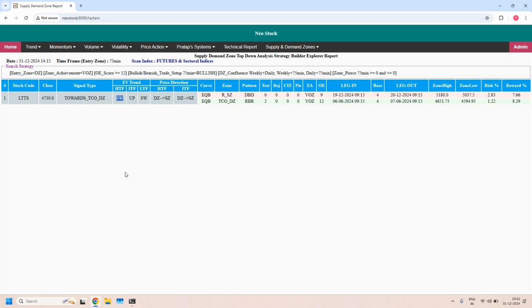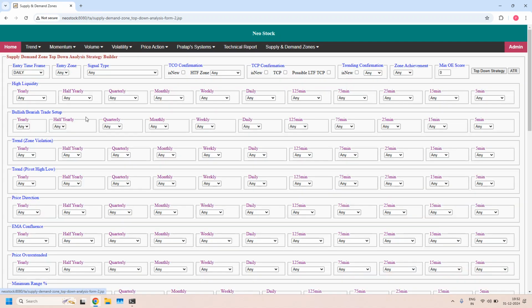Okay, this is about a bullish trade setup for weekly income trade. Next, bearish trade setup for weekly income trade. Entry time frame 75 minutes, entry zone, supply zone. Bullish or bearish trade setup at 75 minutes time frame.